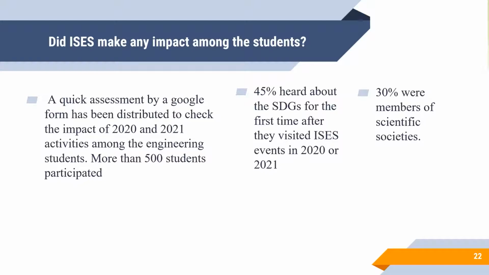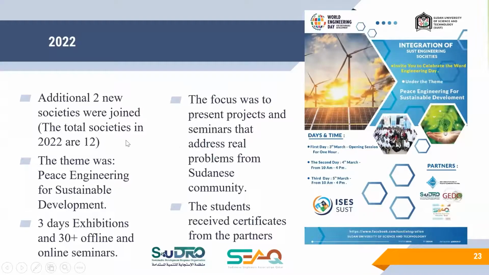A quick assessment was done for 2021. We found that more than 500 students participated. 45% said they heard for the first time about SDGs from integration activities, and only 30% were members of scientific societies. In 2022, 2 additional societies joined. So now we have 12 societies.